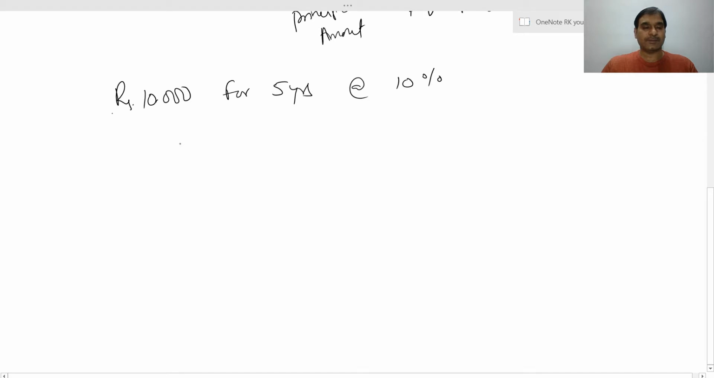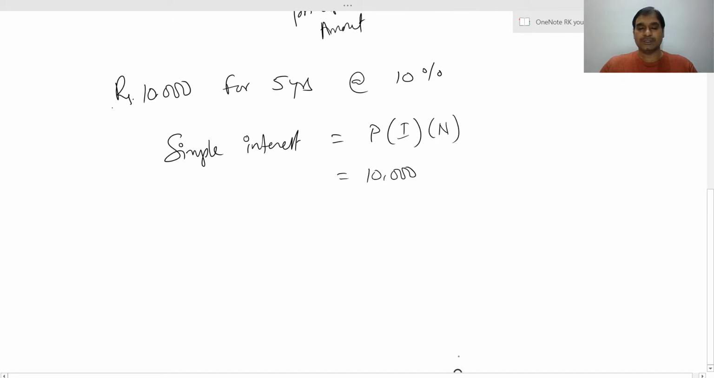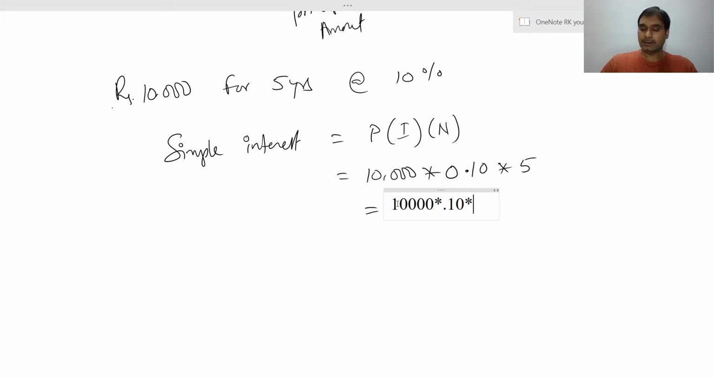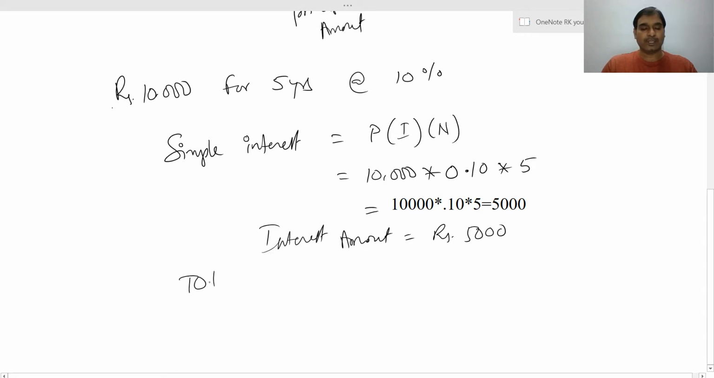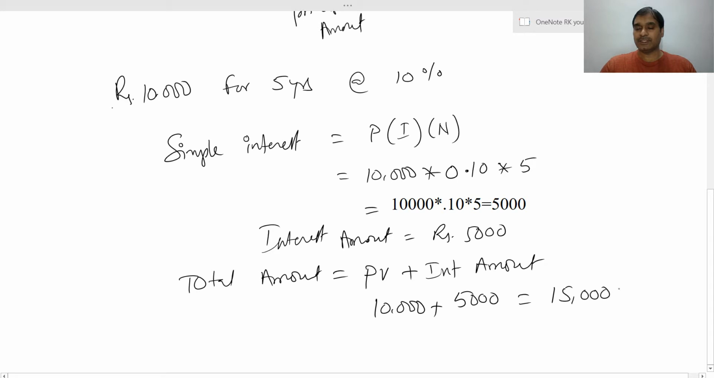First we calculate for simple interest. Interest amount is P into I into N. This is 10,000 into the interest rate of 10%, so we take it in decimals as 0.10, and this into 5 years. So this comes to 10,000 into 0.1 into 5. Your interest amount is rupees 5,000, and the total amount equals present value plus interest amount. Present value is 10,000 plus interest amount of 5,000, so 15,000 is the total amount.